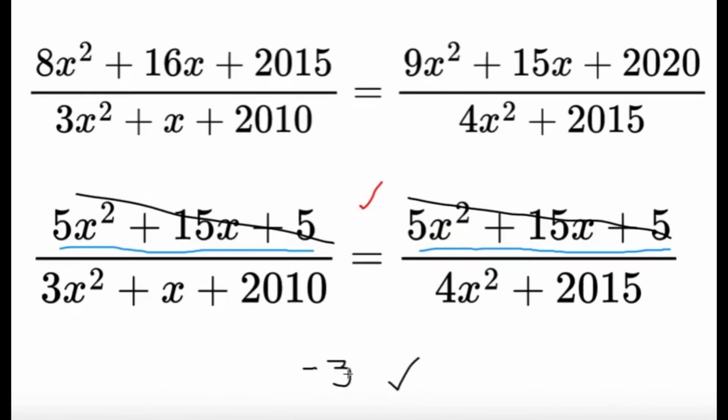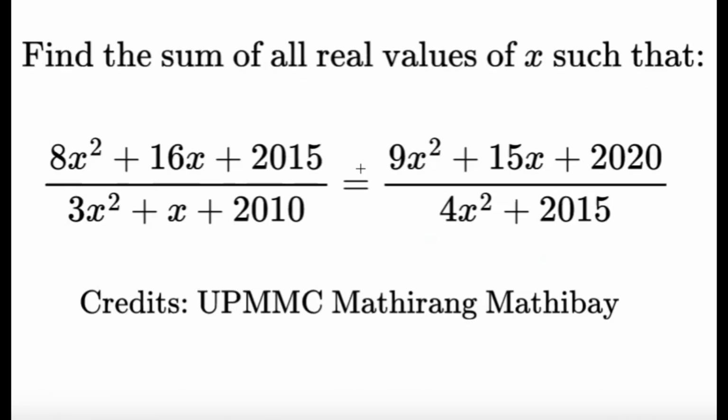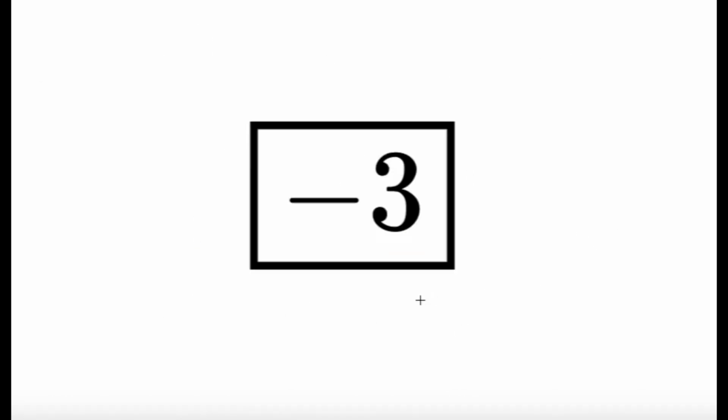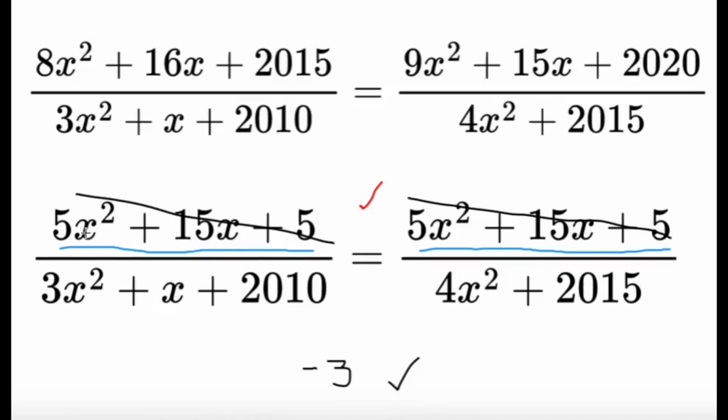Therefore, aside from the values of x that add up to negative 3, no other real roots x would satisfy this equation. And therefore, we would end up that the sum of the real values of x is simply negative 3, since negative 3 is the sum of the roots of this 5x squared plus 15x plus 5 equals 0.